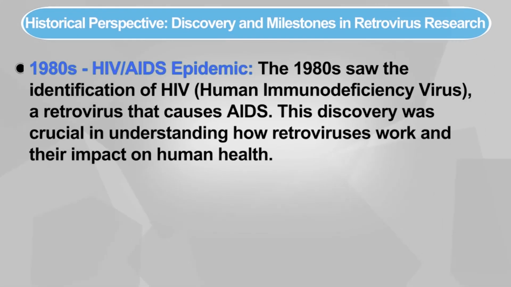In the 1980s, the HIV and AIDS epidemic occurred. In the late 1980s, we saw the identification of HIV, the human immunodeficiency virus, a retrovirus that causes AIDS. The discovery was crucial in understanding how retroviruses work and their impact on human health.